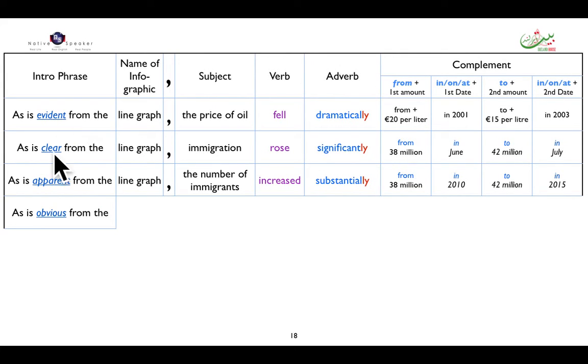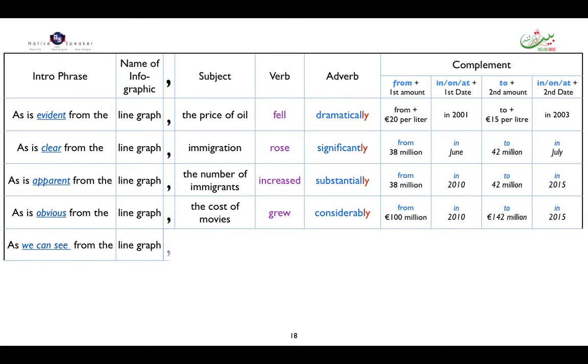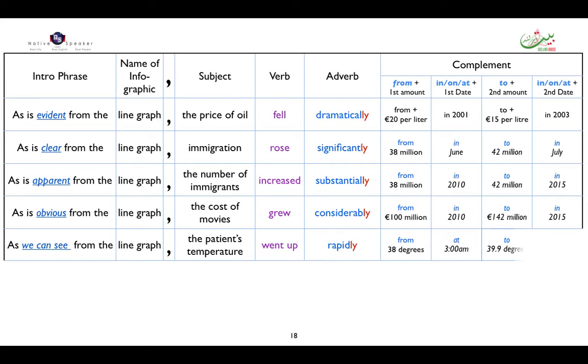As is evident from the, as is clear from the, as is apparent from the, and now as is obvious from the line graph, comma, the cost of movies grew considerably from 100 million in 2010 to 142 million in 2015. Or, as we can see from the line graph, comma, the patient's temperature went up rapidly from 38 degrees at 3 a.m. to 39.9 degrees at 5 a.m.